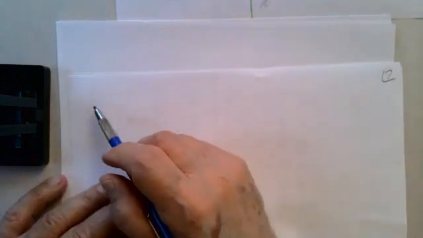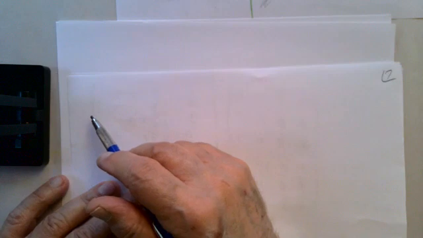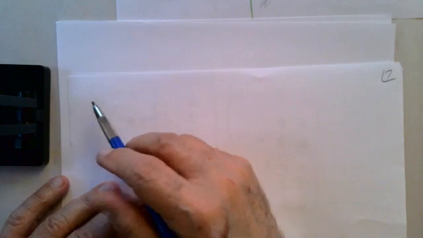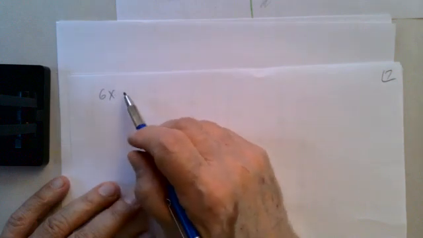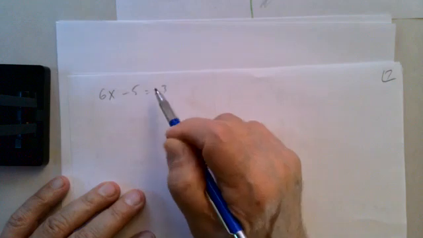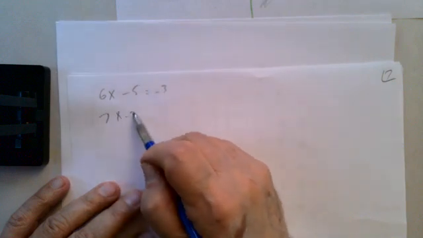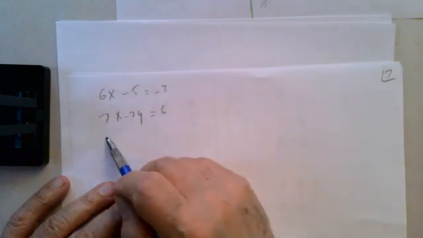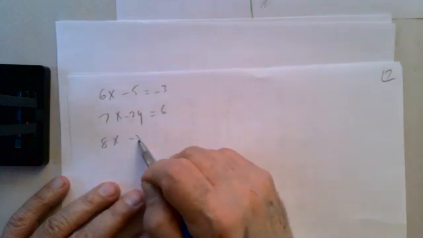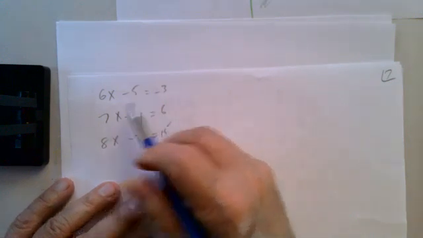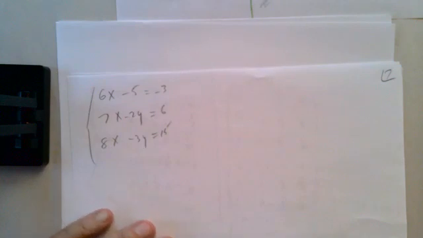So here's a system of equations. 6x minus 5 equals minus 3. 7x minus 2y equals 6. 8x minus 3y equals 15. So we have three equations and two variables.